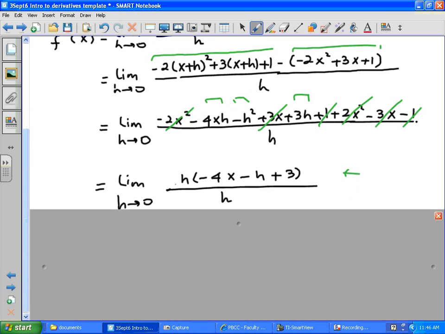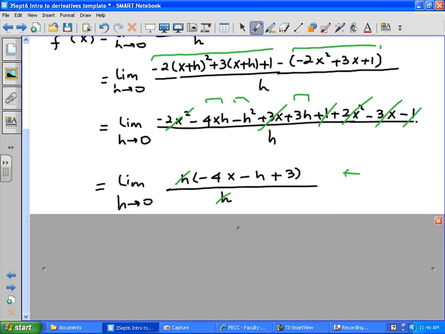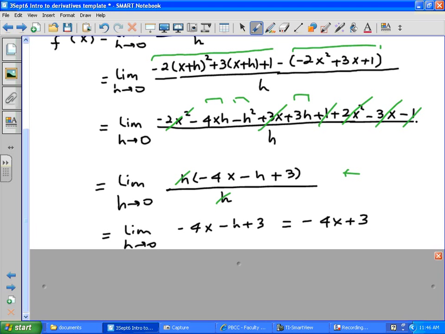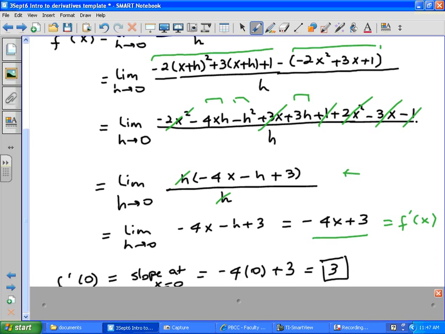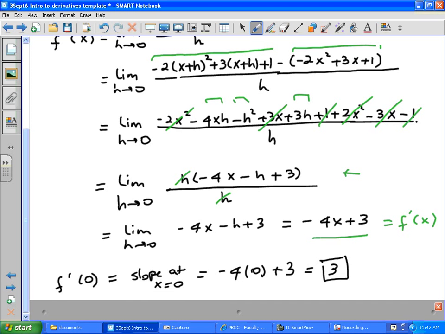Now we can cancel the h's as well. And finally, in the remaining expression, you can plug in 0 for h to take the limit as h goes to 0, and we are left with this answer. So once again, this represents the derivative at any point x. Since this question said, what is the slope of the tangent line at the point x equals 0, we're going to need to plug in 0 into that derivative. So we have negative 4 times 0 plus 3, which is equal to 3. So this is the slope of the tangent line.